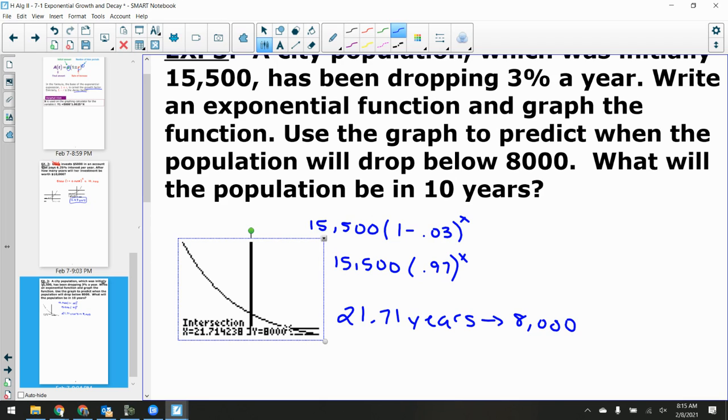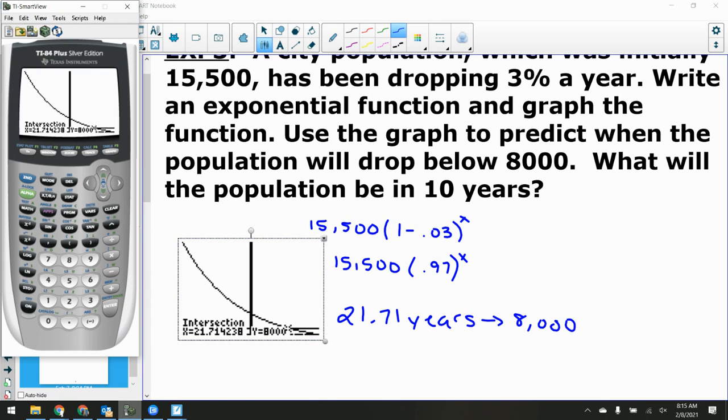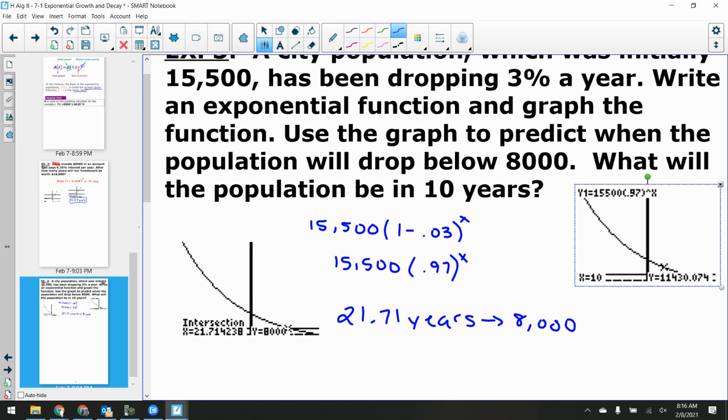It then says, okay, well, what will it be in 10 years then? It's going to take 21 years to go below 8,000. What's it going to be in 10 years? Well, isn't 10 an x value? I could have gone to my calculator and just plugged in 10. But since I'm already here on my graph, second, calculate the value at 10. In 10 years, it's going to be 11,430 people around. 11,430 people in 10 years.